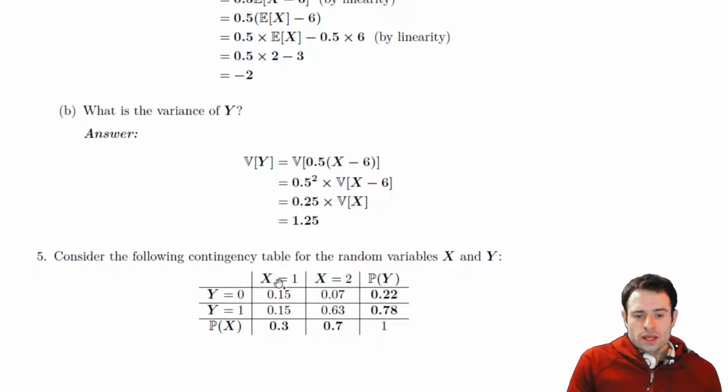We start with, here this 0.15 says there is a 15% chance that x is equal to 1 and y is equal to 0 at the same time. Here, there is a 15% chance that both y and x are equal to 1 at the same time. Here, there is a 7% chance that x is equal to 2 and y is equal to 0. And finally, there is a 63% chance that x is equal to 2 and y is equal to 1.